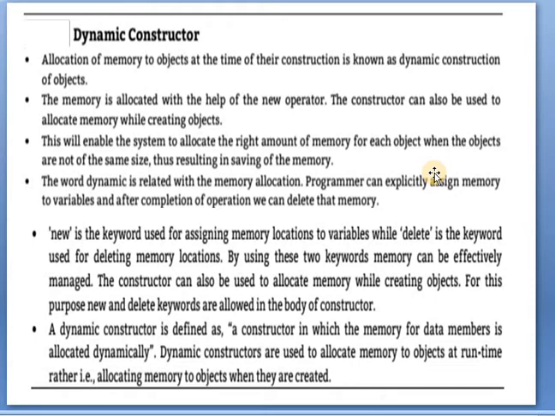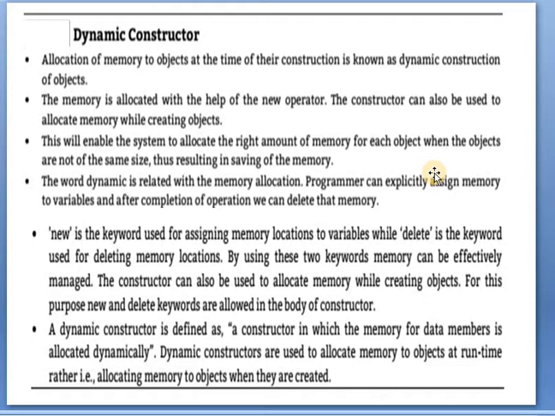So the dynamic constructor is what? It is a constructor which allocates memory to the object at the time of its construction. This will enable the system to allocate the right amount of memory for each object when the objects are not of the same size, thus resulting in saving of memory. So in the dynamic constructor, at the time of object declaration, it will allocate the memory.